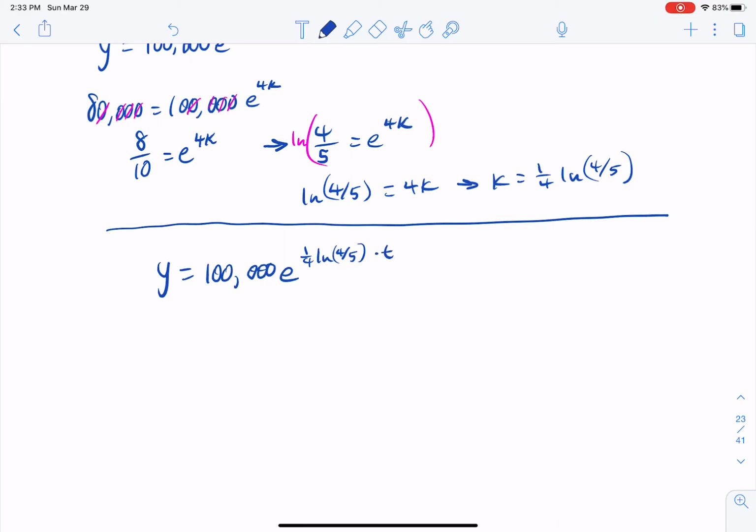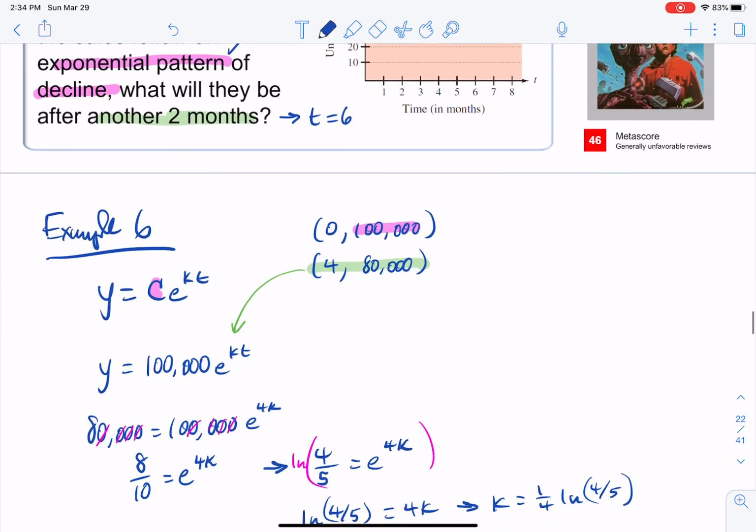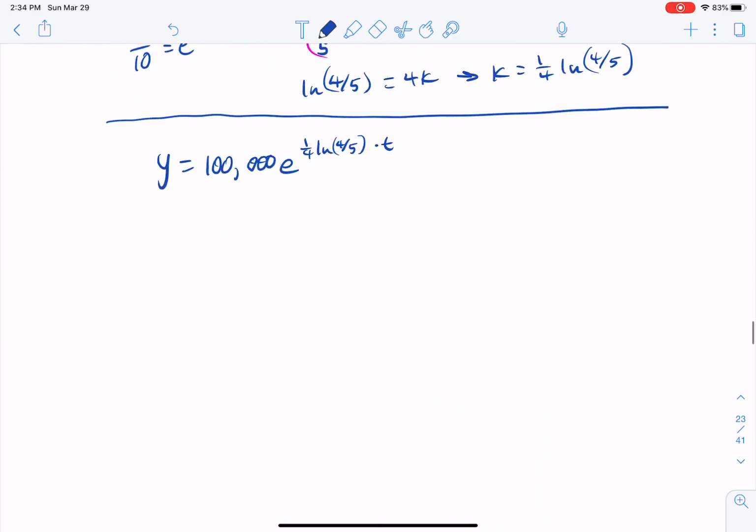All right, so far, and now it's asking us, what will the sales be after another 2 months? After another 2 months, our data went to 4 months, so this means that we're talking about t equals 6 months. So we're going to plug 6 into our equation and see what happens. Y of 6 is equal to 100,000 e to the 1/4 natural log 4/5 times 6.